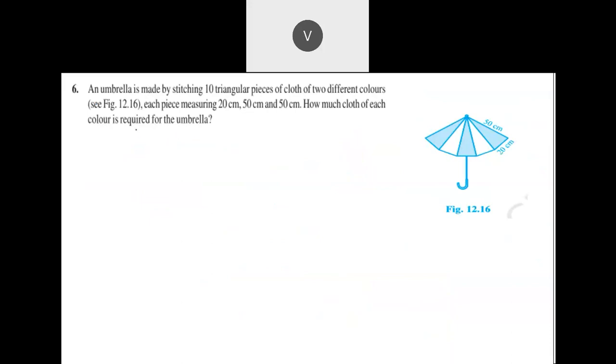An umbrella is made by stitching 10 triangular pieces of cloth of 2 different colors, each piece measuring 20 centimeter, 50 centimeter, and 50 centimeter. How much cloth of each color is required for the umbrella?